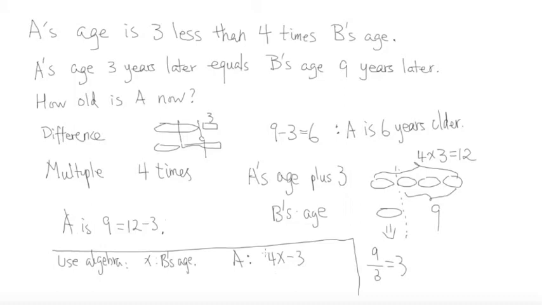And now the second sentence says A's age 3 years later. A's age 3 years later will be add 3. This will be the same as B's age 9 years later, x plus 9. And then you do the algebra: 4x minus 3 plus 3 is 4x. 4x equals x plus 9. And you move the x to the left, you get 3x equals 9. And x equals 3, so you get B's age is 3. And then once you've found B's age equals 3, you can get A's age is 9.